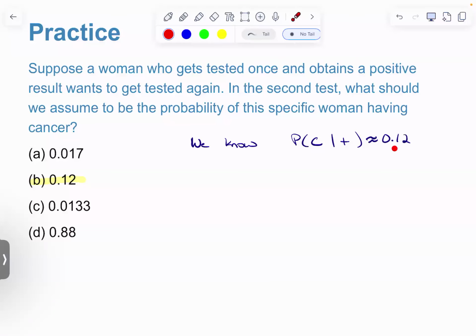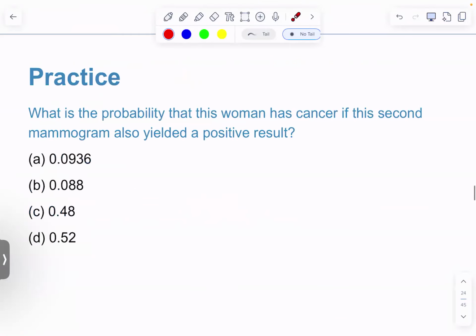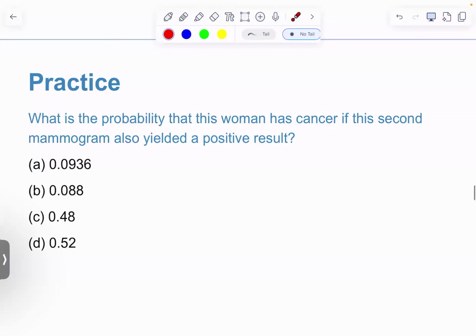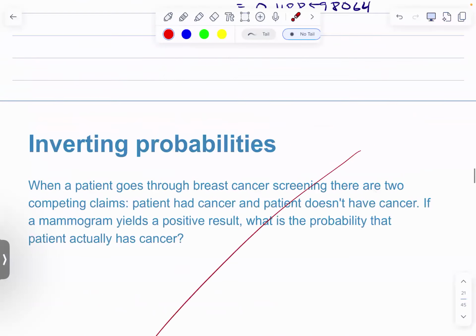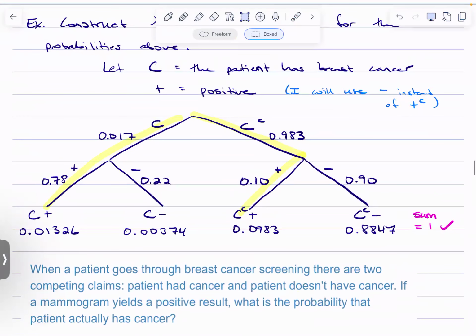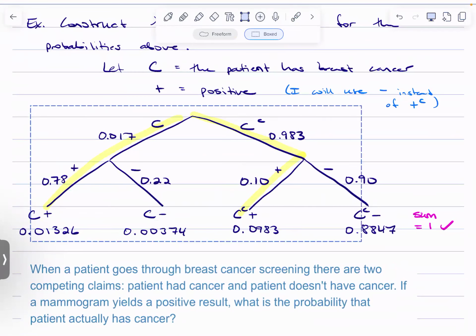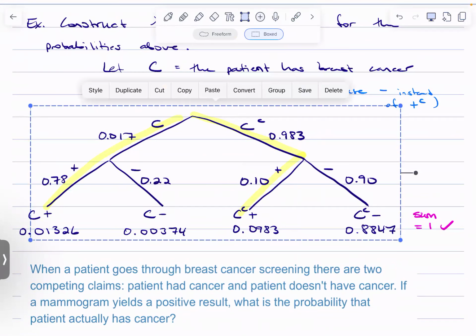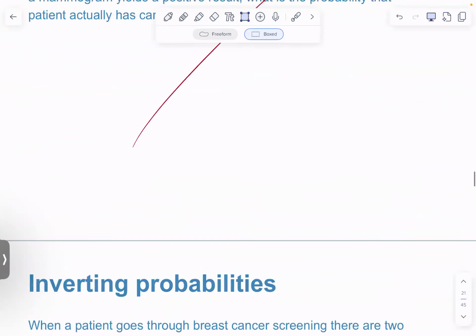So this probability that we found is for the first test. Don't worry. How about this one? What's the probability that this woman has cancer if the second mammogram also yields a positive result? Do it again. I will cheat a little bit in the interest of time. And again, I'm gonna just copy. These probabilities will change slightly.